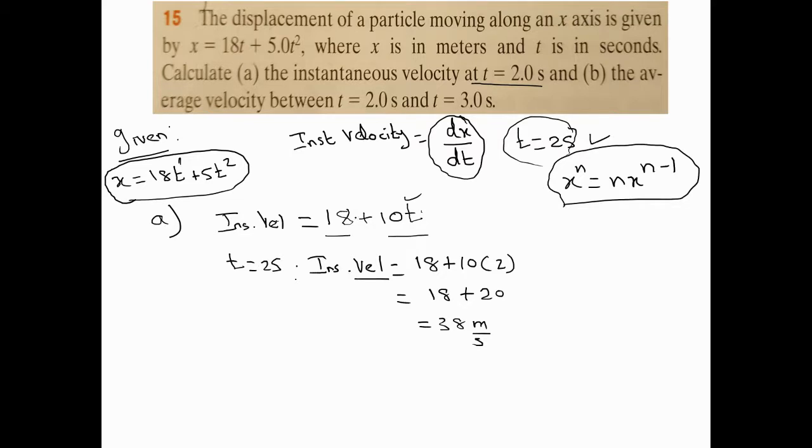Yes. Okay. Now let's move to the second question. What is your second question? Doctor, how did the 5 become 10t, and the 18 plus 10t? How did the 5 become that?